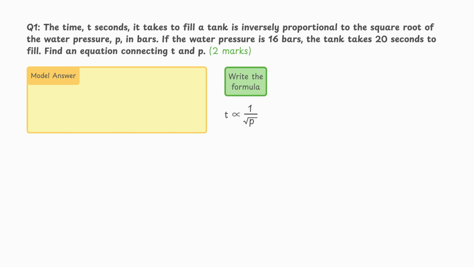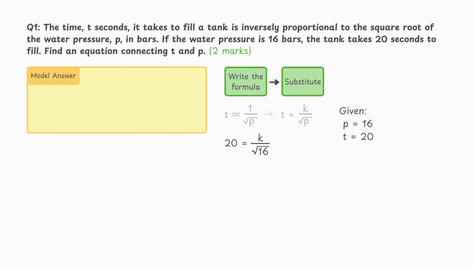So first we write the formula for inverse proportion. T is proportional to 1 over the square root of P. That means the equation becomes T is equal to K divided by the square root of P, where K is a constant. Now we substitute the given values. We know that P equals 16 and T equals 20. So we write 20 is equal to K divided by the square root of 16.